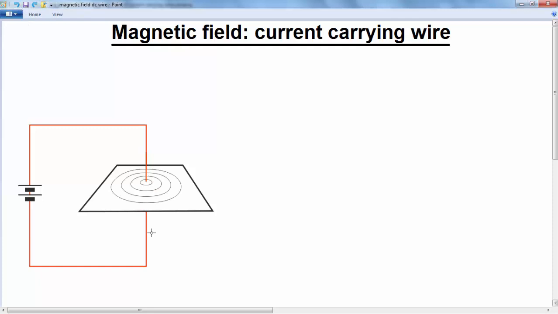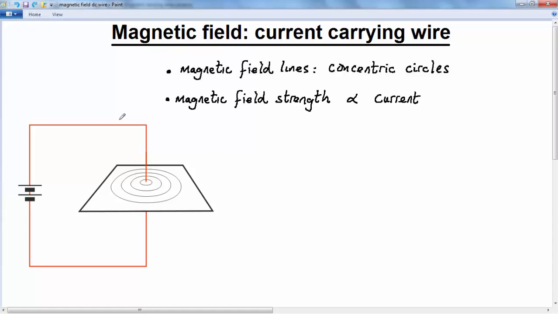Okay, so the first thing you'll notice is the magnetic field shows a pattern of concentric circles with the wire passing through the center of those circles. Right, let's just make a note of that. Okay, so we've got concentric circles, and what happens as we increase the intensity of the current that's flowing around the cable? Well, the intensity of the magnetic field will also increase. So we can say that the magnetic field strength is proportional to the current that's flowing through the conductor.